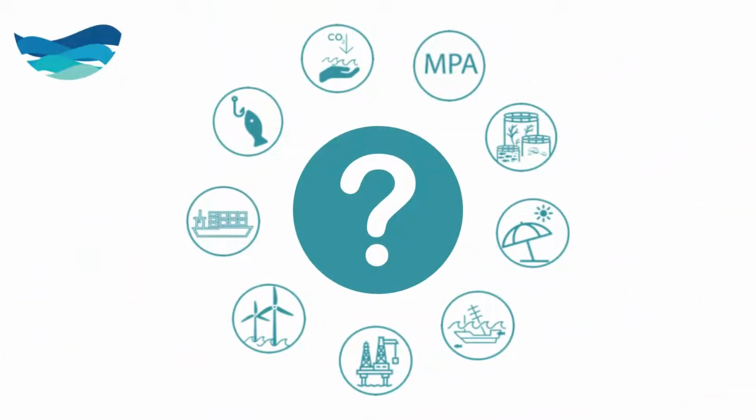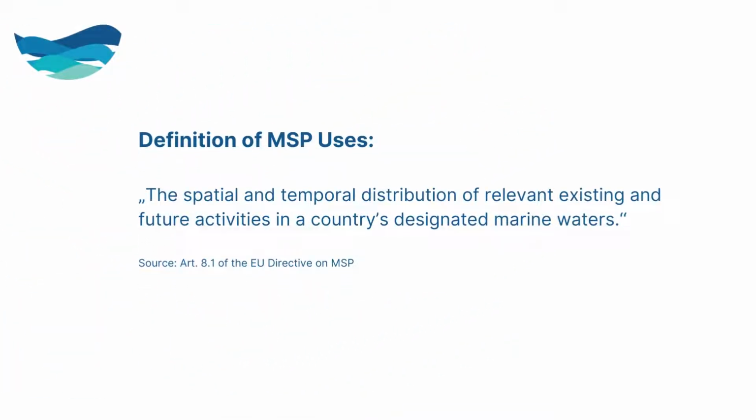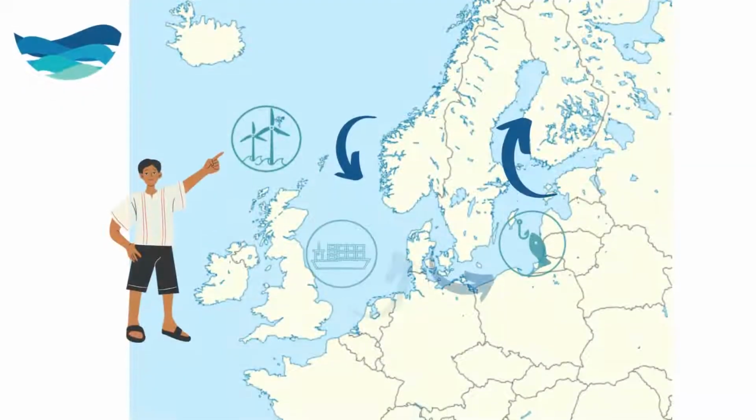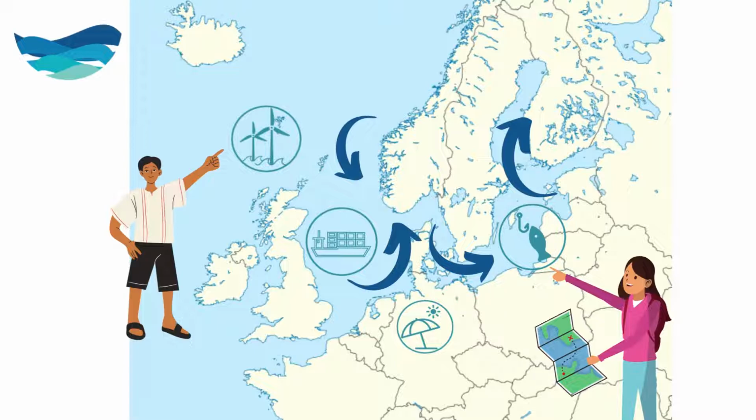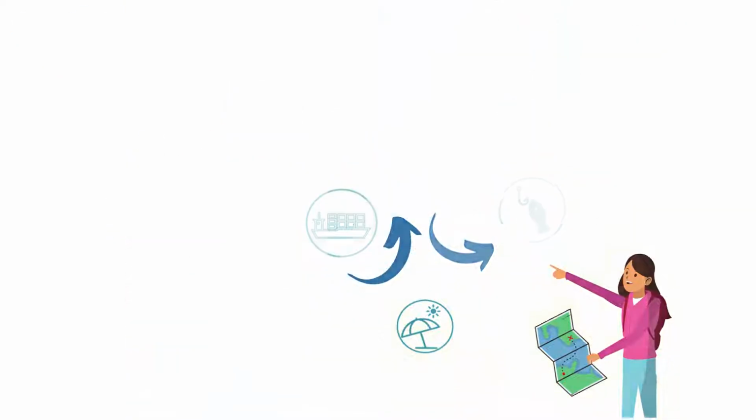These human activities are often described as uses of marine space, but what do uses mean in practice? The European Commission defines MSP uses as the spatial and temporal distribution of relevant existing and future activities in a country's designated marine waters. Basically, which activities have been planned where and for how long, based on factors like shipping routes, popular tourist destinations, weather conditions, or migratory patterns of commercially important fish.